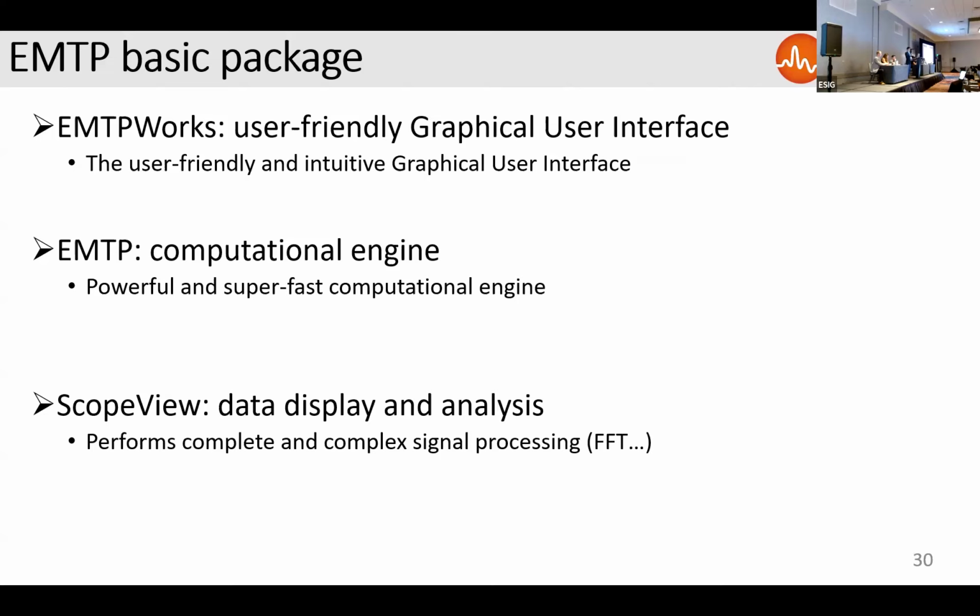All right, so the basic package of EMTP consists of 3 items. First of all, the first thing that you see is going to be EMTP Works, which is the user interface. Then you have the computational engine, which actually does all the background work and gets you the nice results. And then you have the scope view, which is the program that allows you to visualize the data, plot graphs, do analysis, compare waveforms, and perform various comparisons and mathematical functions on the data.